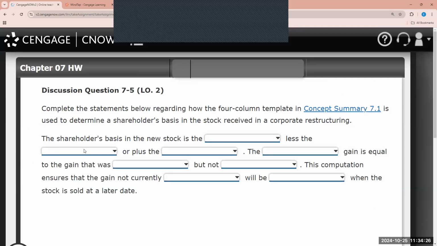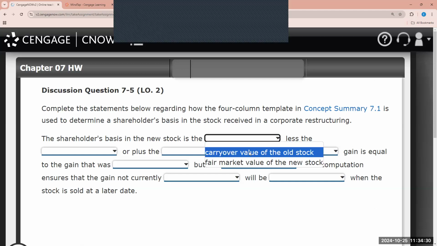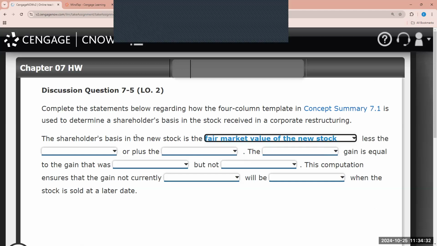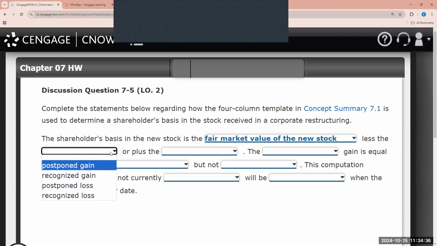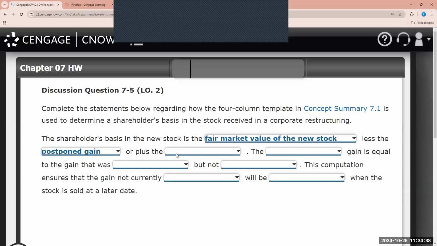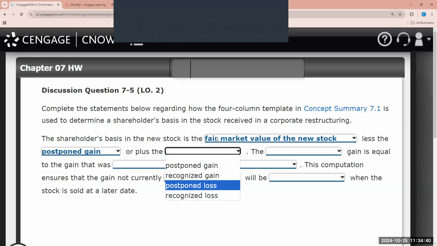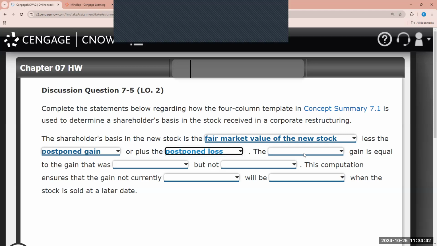So to answer this question, the shareholders' basis in a new stock, as we just read, is not the carryover value, but it is the fair market value of the new stock less the postponed gain or plus the postponed loss. The blank gain is equal to the gain that was blank.